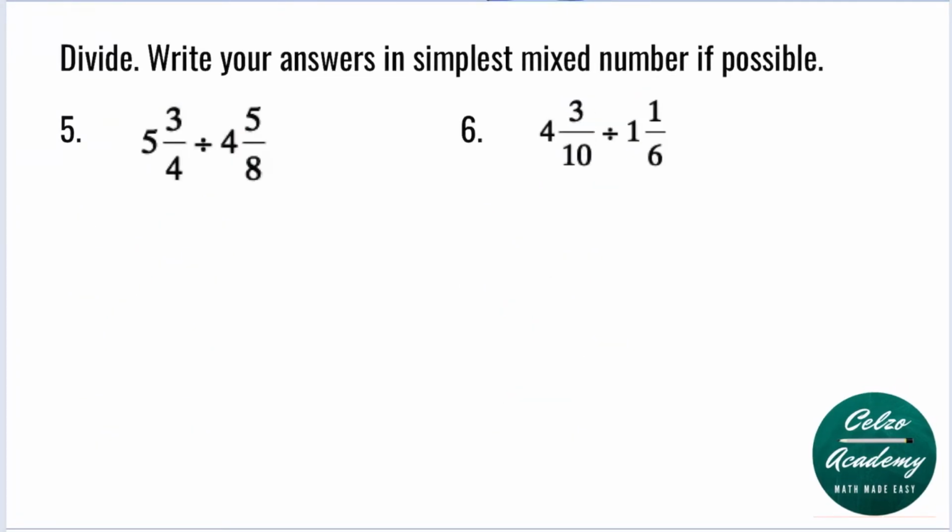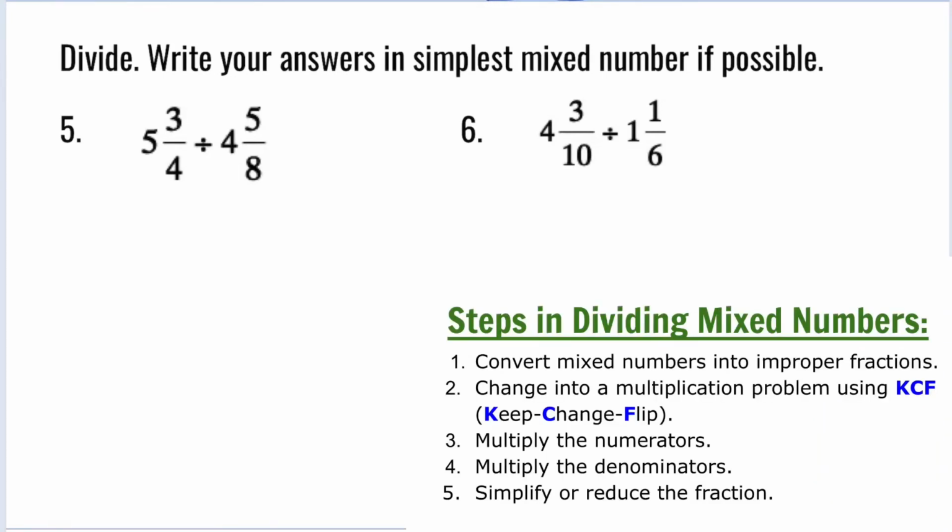Question number 5. 5 and 3/4 divided by 4 and 5/8. Step 1 is to change mixed numbers into improper fraction. Let's begin with 5 and 3/4. 4 times 5 is 20. 20 plus 3 is 23. So that is 23 over 4.